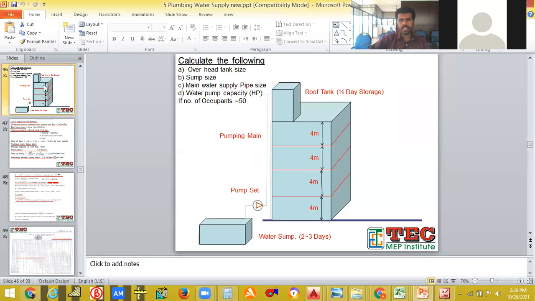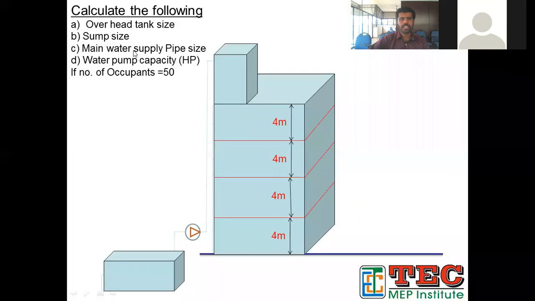So yeah, this is the question. Okay, you can see this. So this is the question. Explain that. So calculate the following: overhead tank size. This is the overhead tank. This is the building. For example, this is the building. The height is 4 meter. You can take this height as 4 meter, a 4-story building.